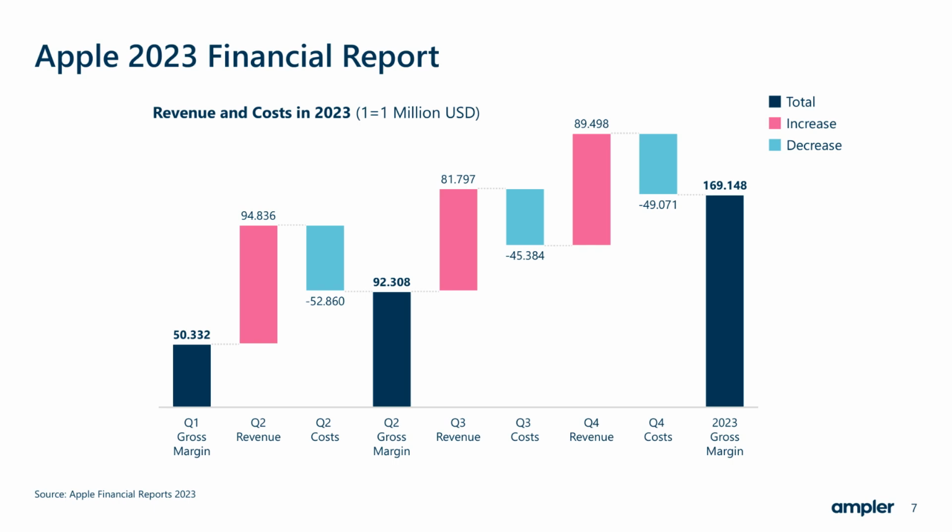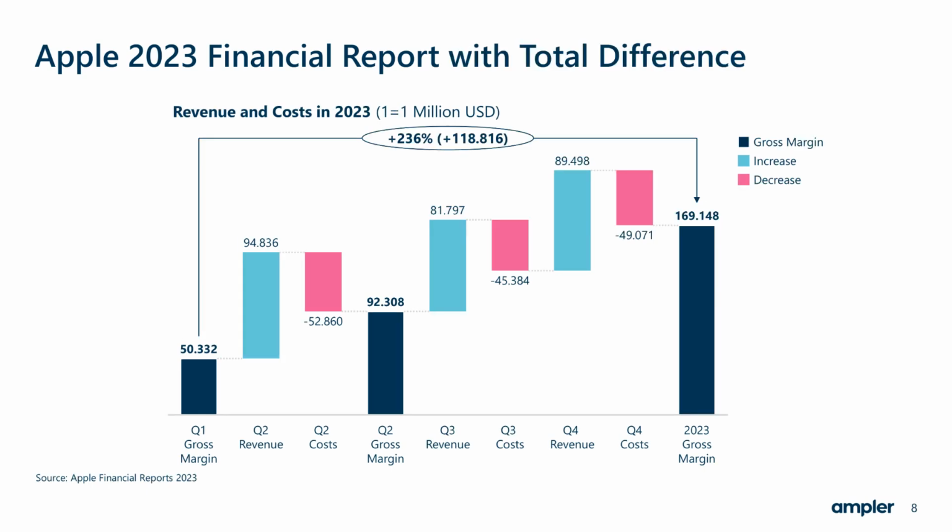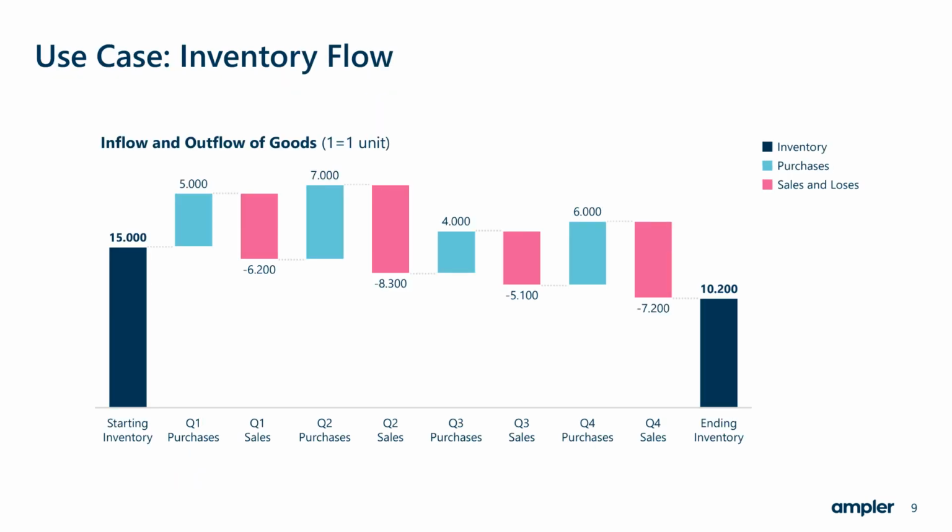Further, you can add an intermediate cumulative column, making it more clear how the financial result changes over time. In this example, an additional cumulative column indicates the second quarter gross margin. A total difference can also be added, making it easier to see the growth from the first quarter to the end of the year. A waterfall chart can also show inventory levels, keeping track of the flow of goods in and out of a company. This example is a build-down waterfall chart.